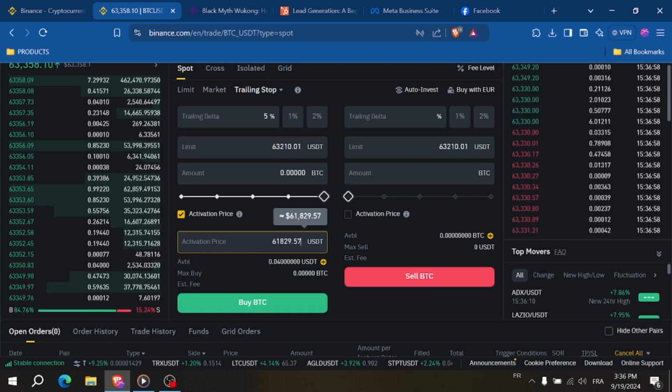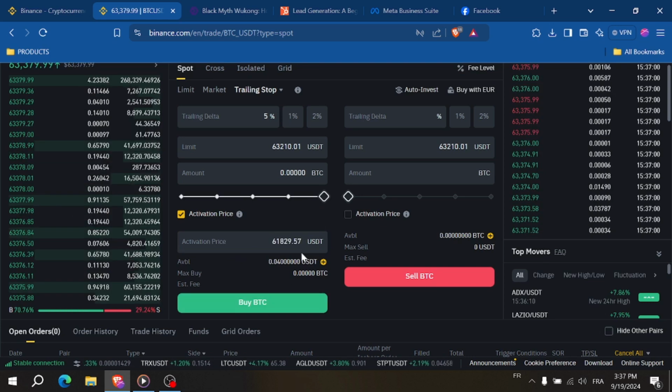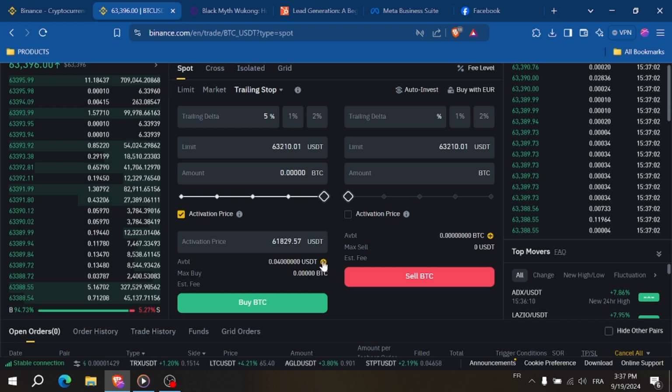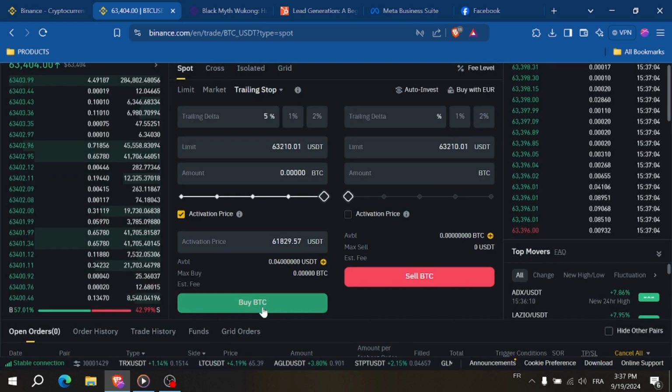And there you have it, you've successfully set a trailing stop loss on Binance. This tool helps you protect your gains while trading in volatile markets.